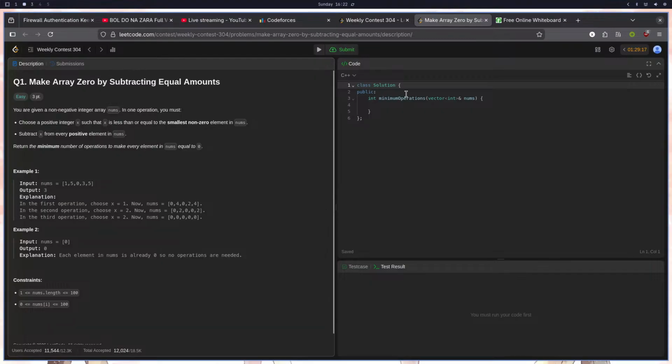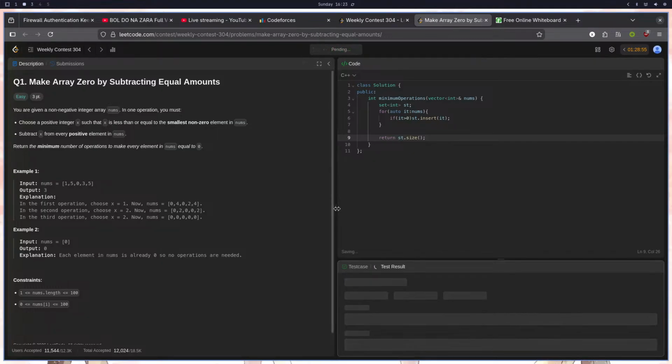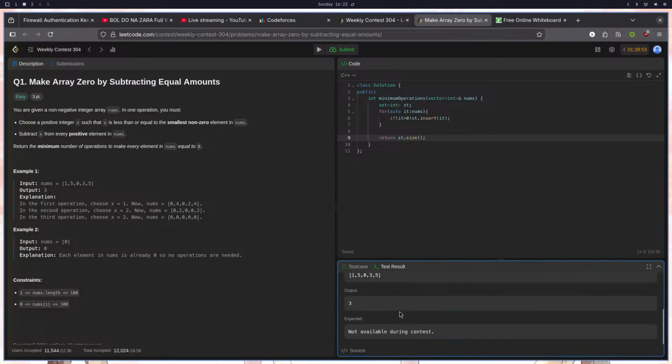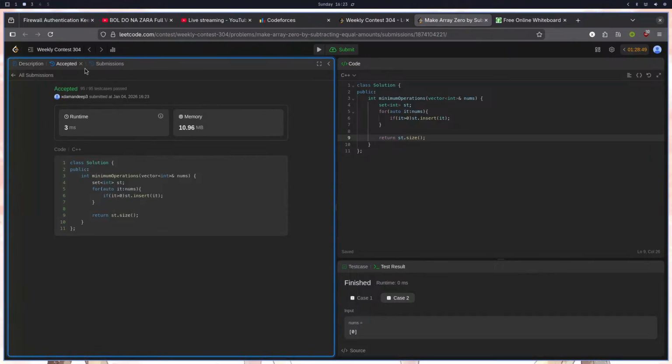Set<int> st, for auto id in nums, if id greater than 0, st.insert(id). Return st.size(). Three 0 submit. ठीक है.